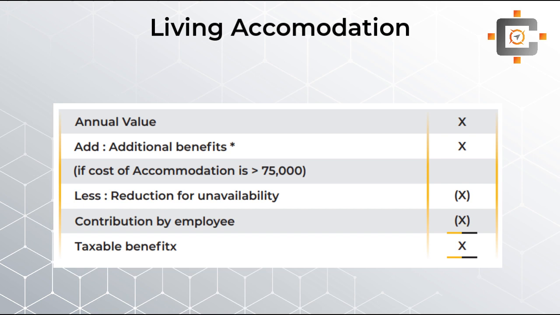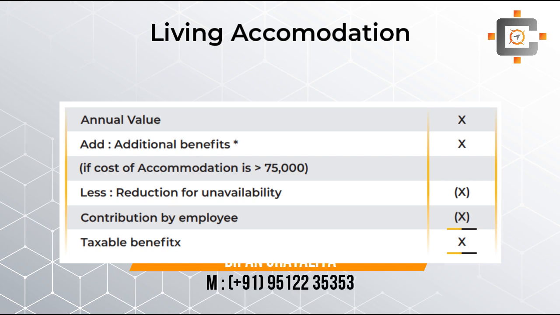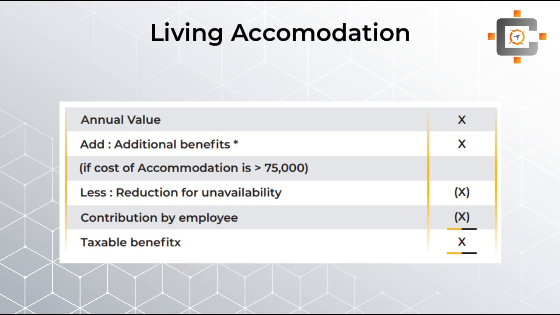The annual value is the market value of rent. It's not the market value of the whole property. We are not going to purchase the property, but if we take it on a rent basis or on a lease, how much rent would we have to pay? That annual rental amount is taken first. Then you add the additional benefit, but that only comes if the cost of accommodation given in the question is more than £75,000.